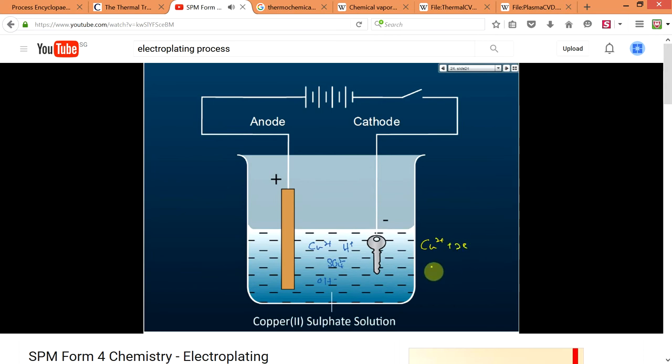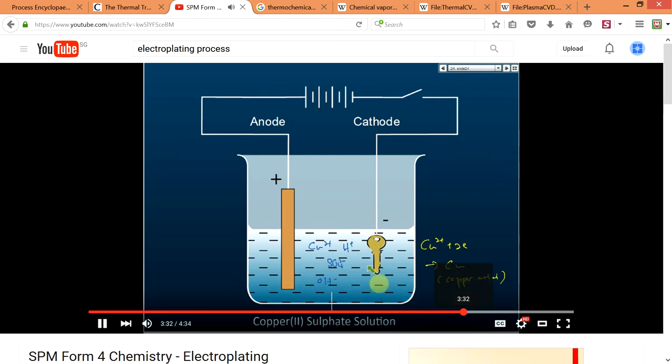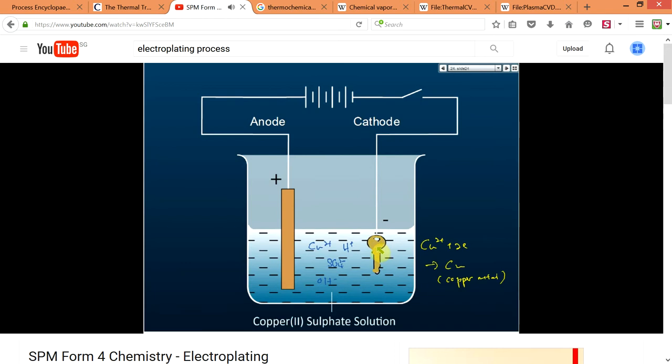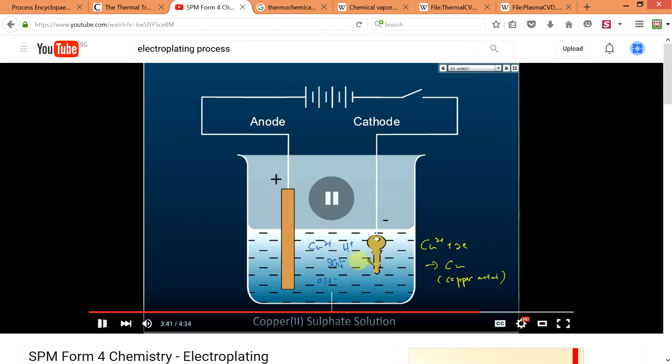the left hand side. So it will form copper atoms. So this is the copper atom, or copper deposit, on the surface of the cathode. That's why the key must be the cathode. If the key is the anode, I think you roughly get the idea of it.